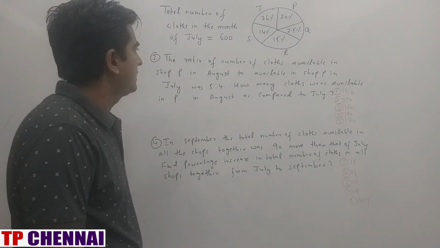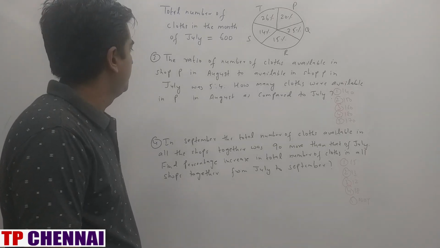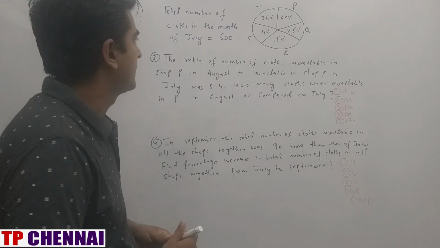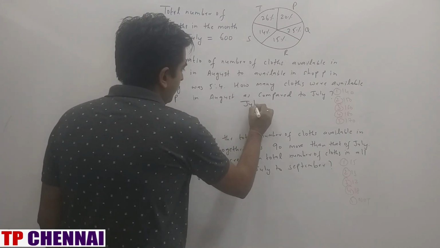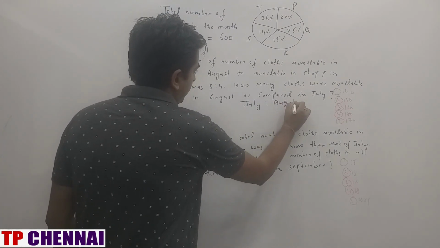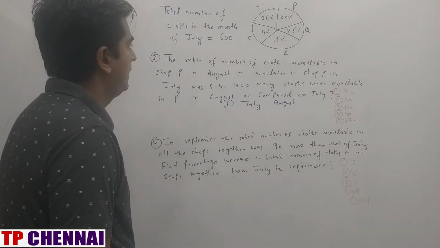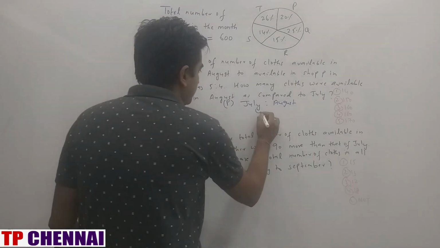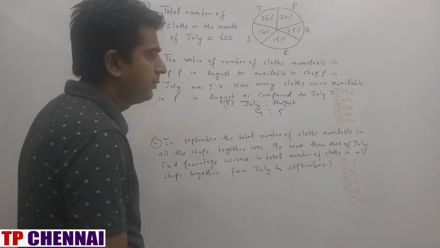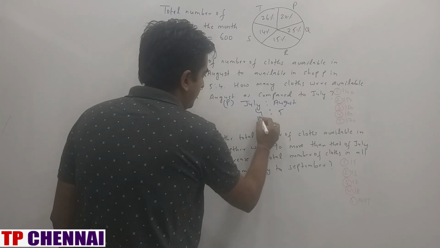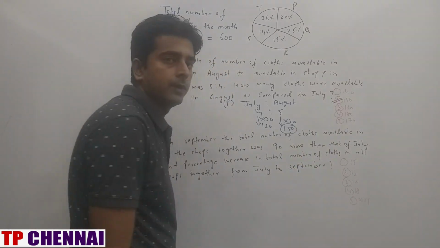The ratio of number of clothes available in shop P in August to available in shop P in July was 5:4. How many clothes were available in shop P in August as compared to July? So July and then August. We are talking about shop P. Ratio what they have given you? August to July is 5:4. So July to August is 4:5. And July, what is the value? 20% of 600. 1 by 5 of 600 is 120. This part is 120, 30 times. This is also 30 times. What is the answer? 150.